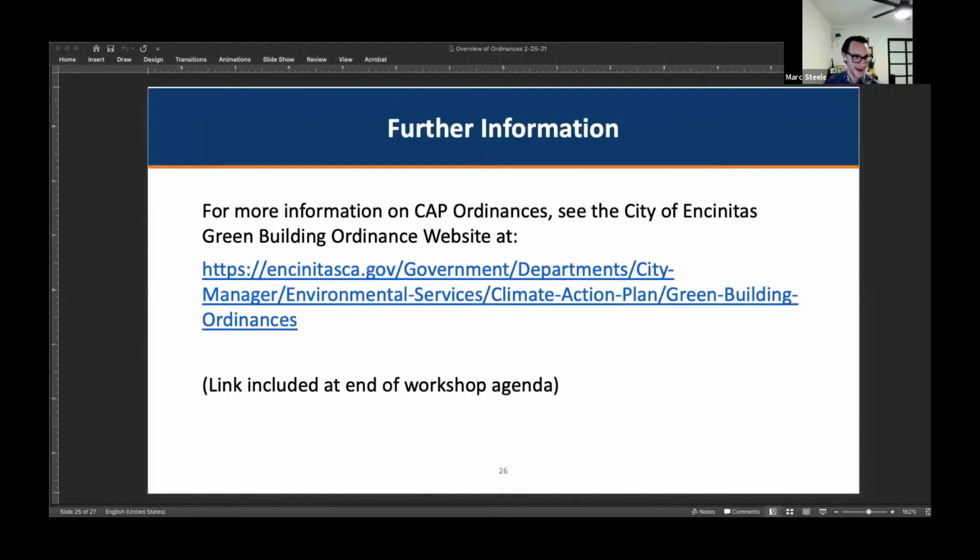So that was kind of a quick run through of the ordinances that are being developed by Encinitas, with those first three already in kind of the draft form. And the focus now really being on developing what to include within the electrification ordinances. And again, a lot of this information is available on the city's website.